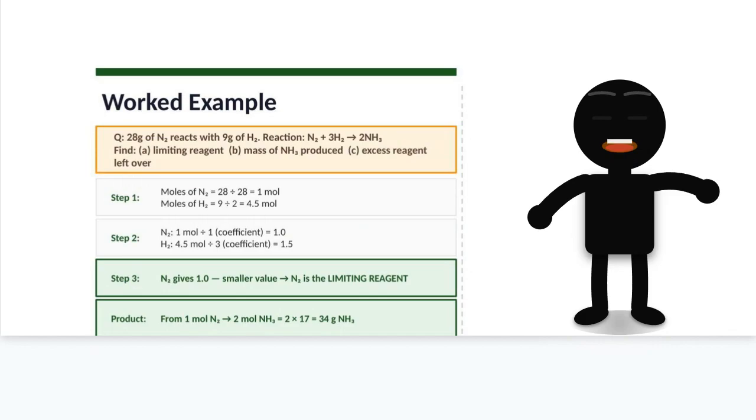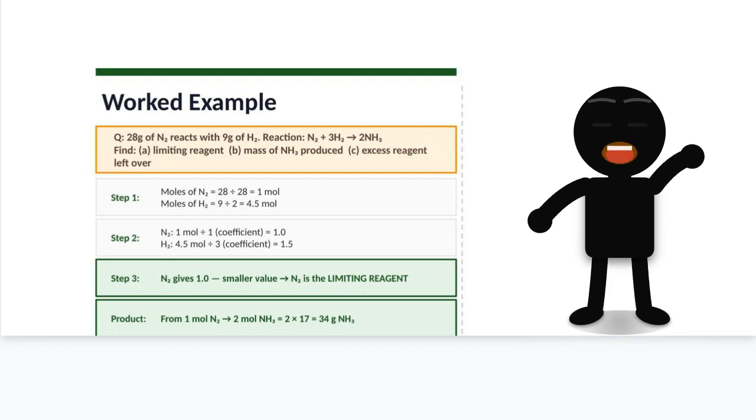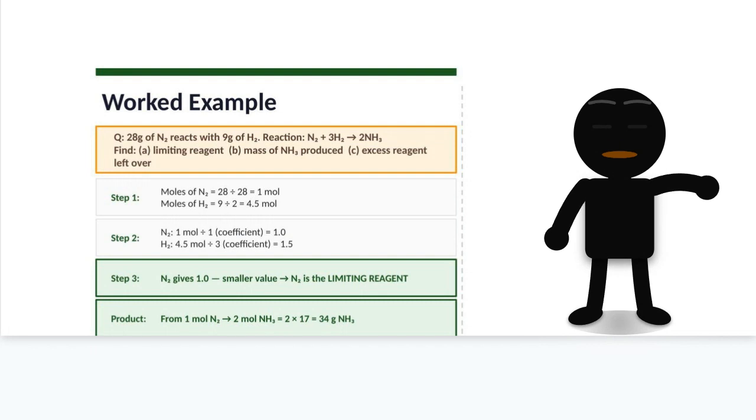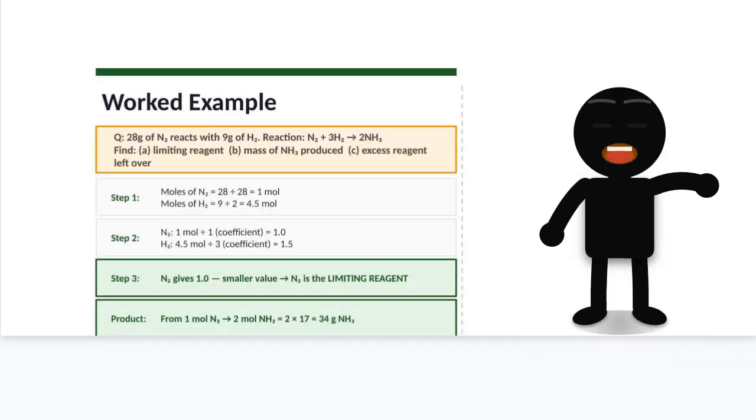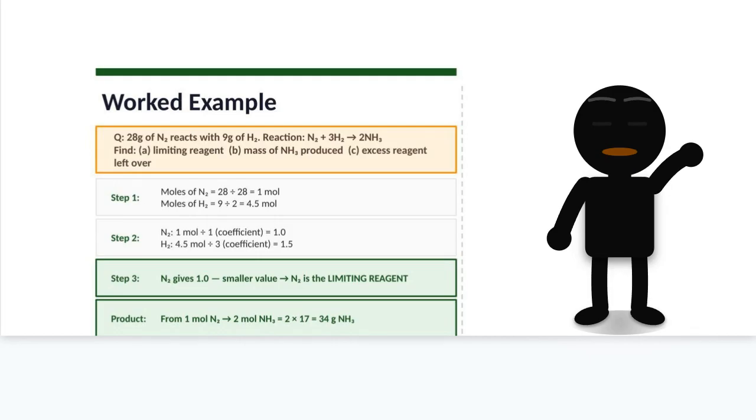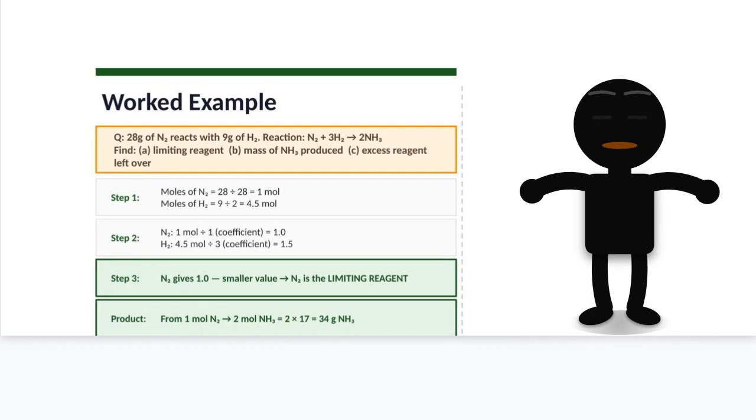Let us solve a complete example. We have 28 grams of N2 reacting with 9 grams of H2 in the reaction N2 plus 3H2 gives 2NH3. Step 1, convert to moles. Moles of N2 equals 28 divided by 28, which is 1 mole. Moles of H2 equals 9 divided by 2, which is 4.5 moles. Step 2, divide by coefficients. For N2, 1 mole divided by coefficient 1 equals 1.0. For H2, 4.5 moles divided by coefficient 3 equals 1.5. Step 3, N2 gives the smaller value of 1.0, so N2 is the limiting reagent.